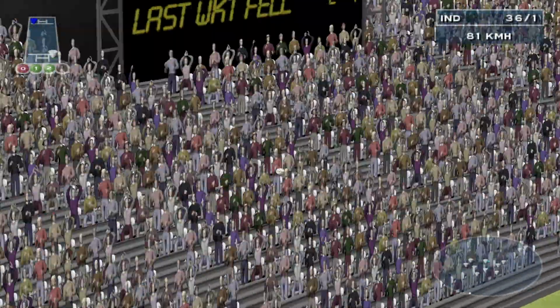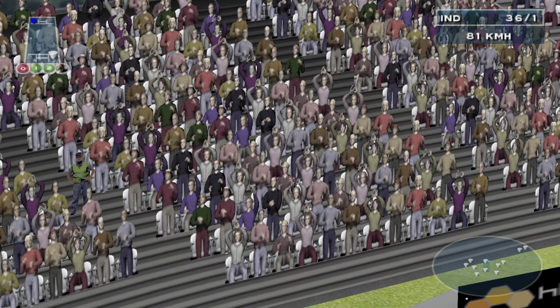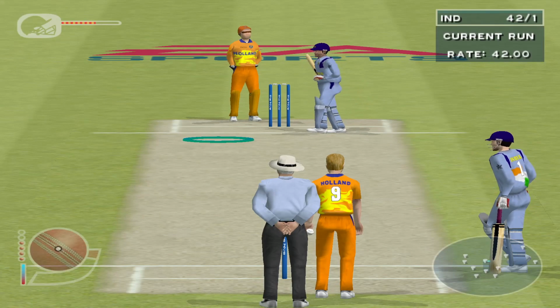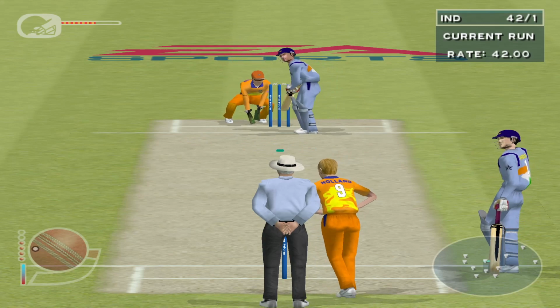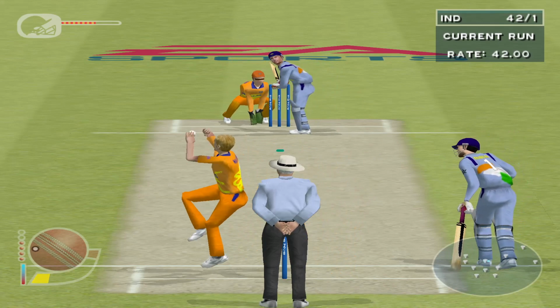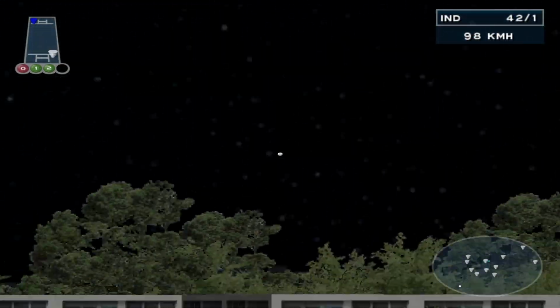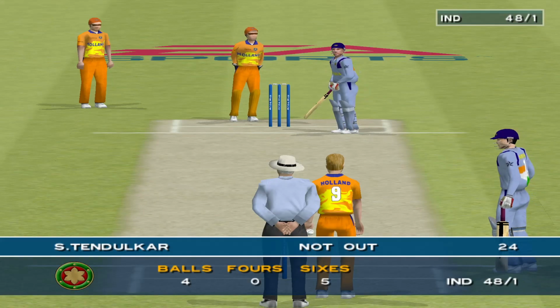That's over the rope. 6 runs off Ismail. It doesn't really matter if it goes in the air if you hit it that far. Tendulkar waiting at the striker's end. That's cleared the boundary. 6 runs. That's the way to do it. Get to the pitch of the ball and hit straight through the line.